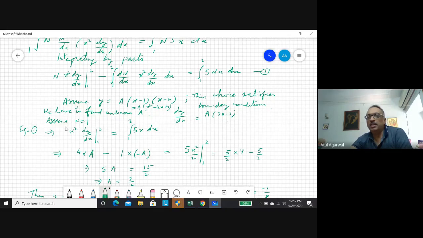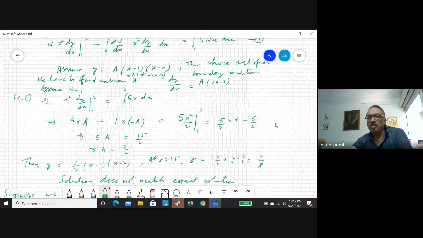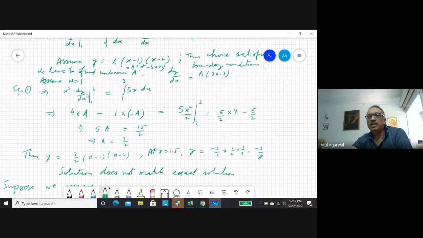Now we assume n is equal to 1. This n is arbitrary, we take it as 1. So what do we get? The first term gives you x squared dy by dx from 1 to 2. This n is 1, so this becomes 0. So this gives you the thing. Then we get from the right hand side the integral of 5x dx. dy by dx we substitute from here. Put the limits. So this is what we get. From this equation we get the value of a. So thus our y is equal to this.